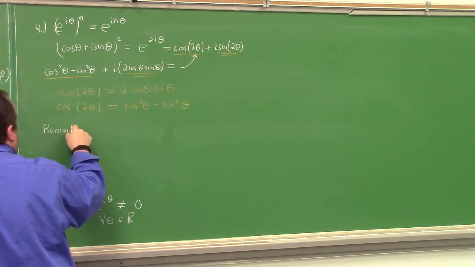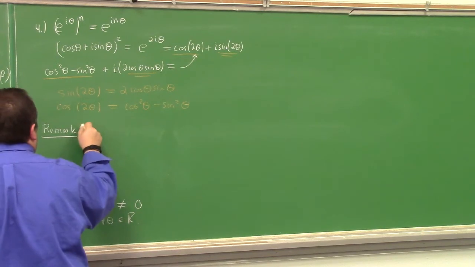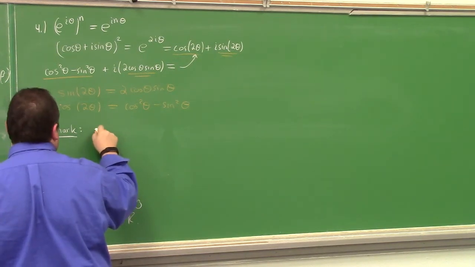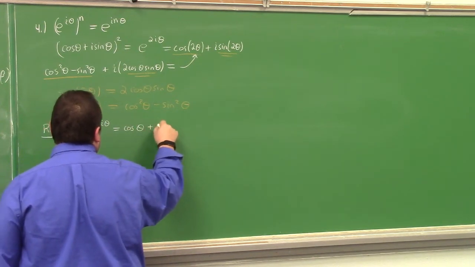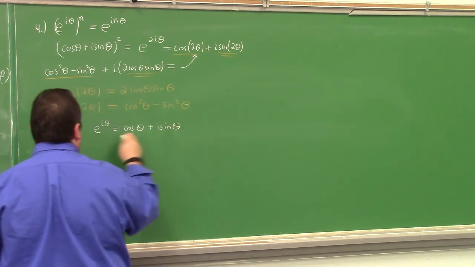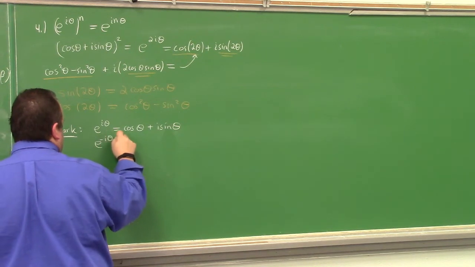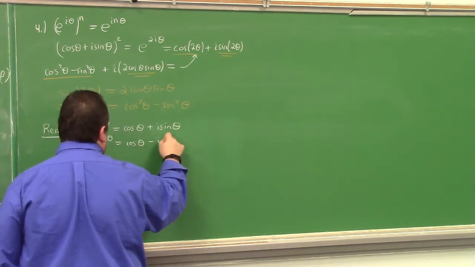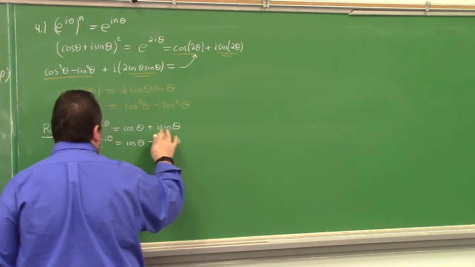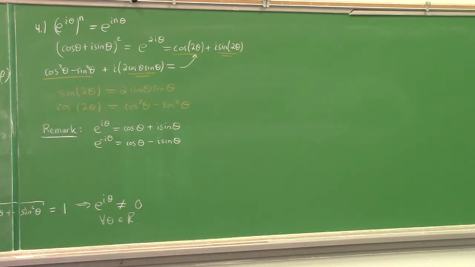While we're on the subject here, since I've gotten this far, I should also mention that we've got e to the i theta is cosine theta plus i sine theta, right? And e to the minus i theta is cosine theta minus i sine theta. The reason that I say that, of course, is cosine is even, so cosine of minus theta is cosine theta, and sine is odd, so sine of minus theta is minus sine of theta. So that's why I get the minus in the middle, but not at the start.